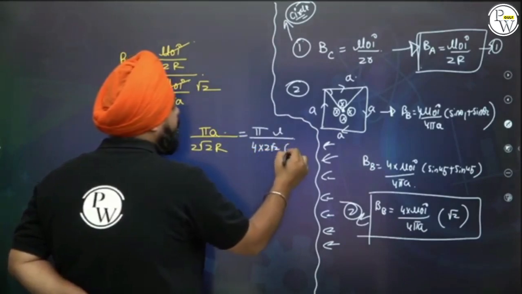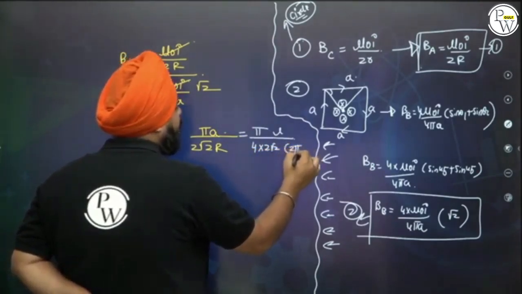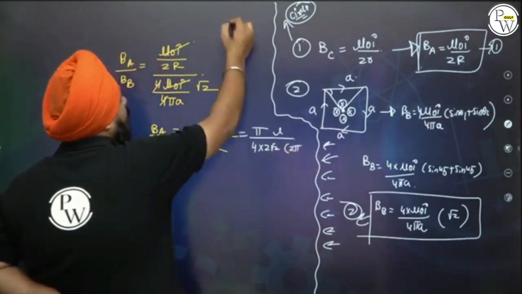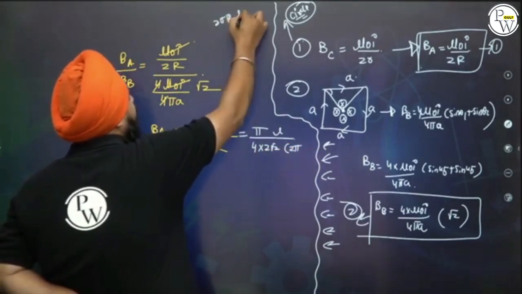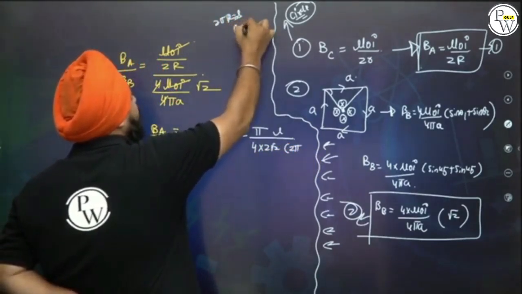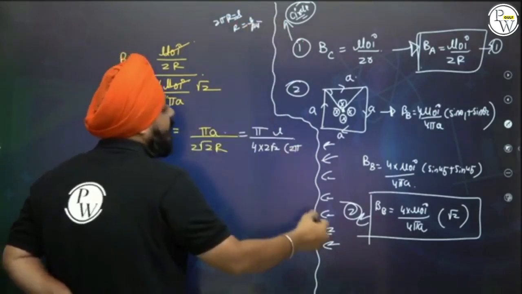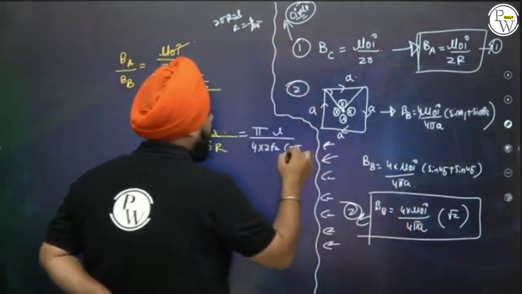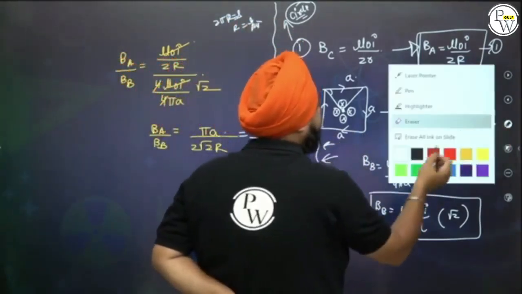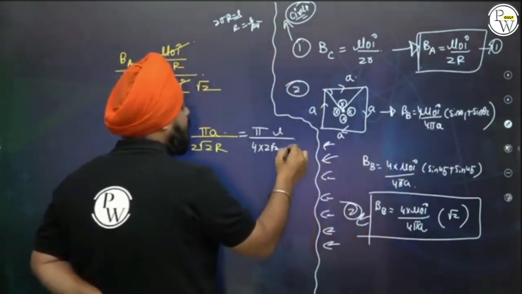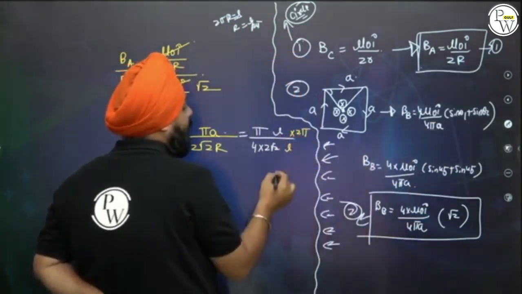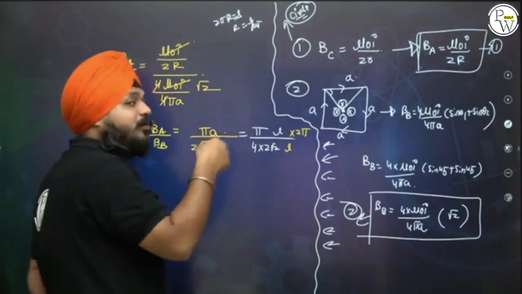R is replaced using the circumference of the circle, that is 2 pi R equals L. So R is equal to L by 2 pi. The same thing we are going to replace here, L by 2 pi. So it is L into 2 pi. Why have I replaced A in terms of L?